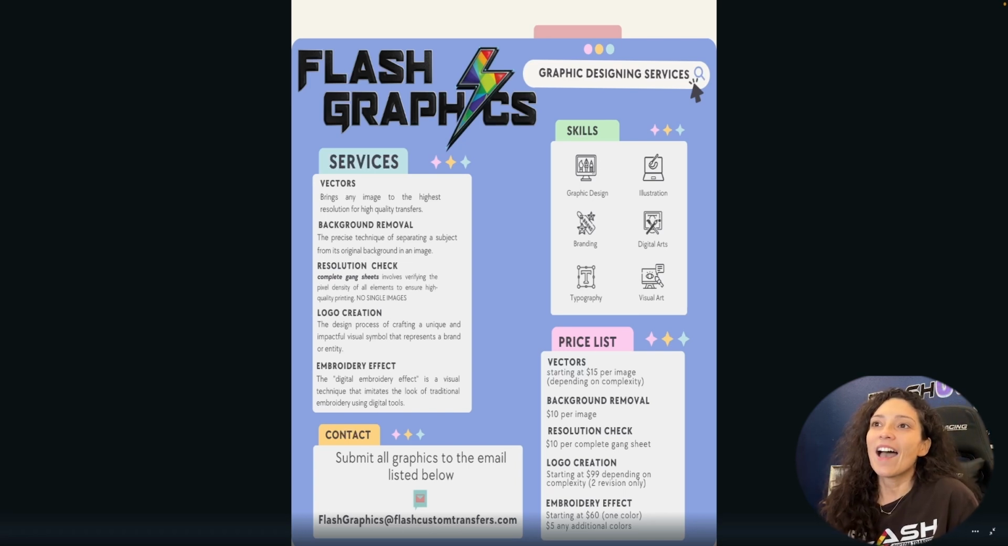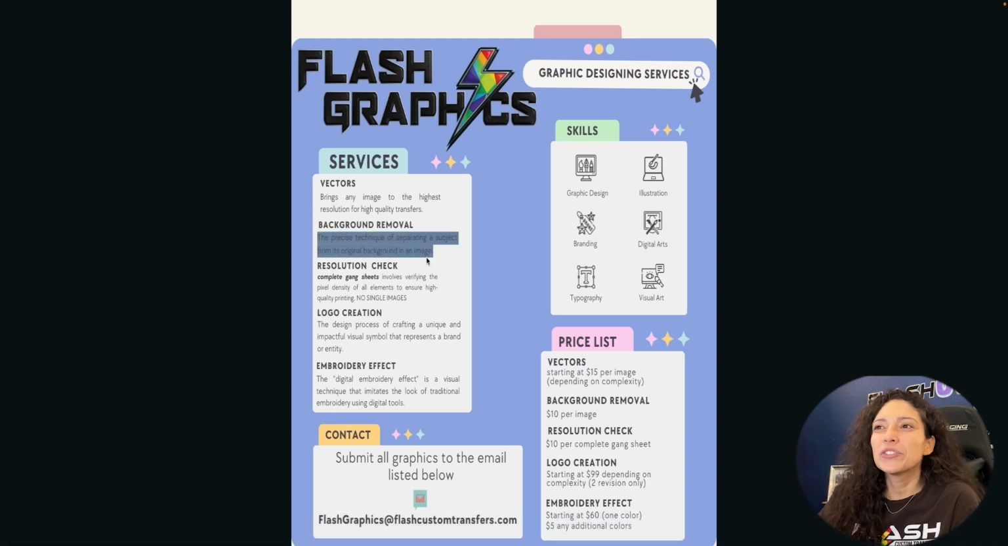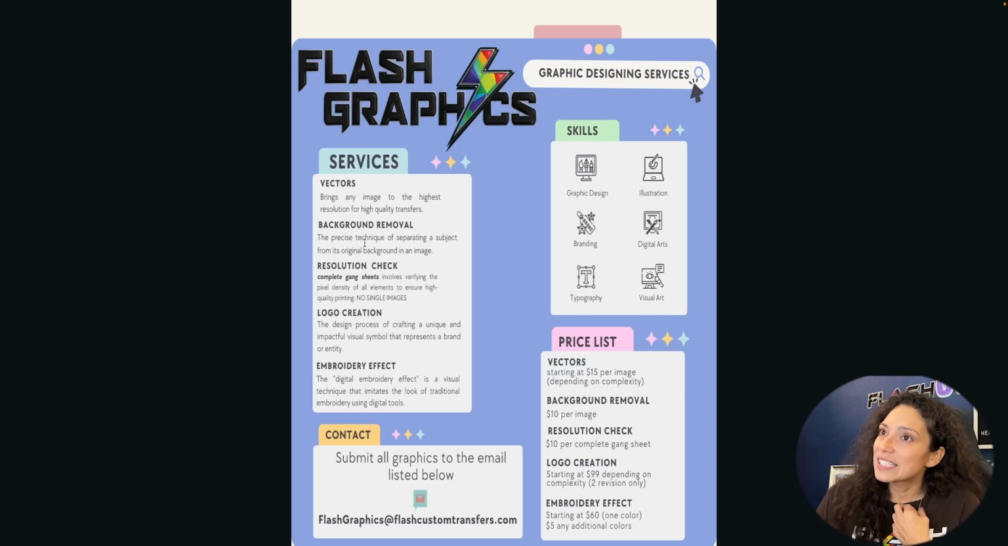Next, we have background removal. That's kind of self-explanatory. If you need anything with background removed, if it has a white background, black background, anything like that, we can remove that for you. With things that have backgrounds, the resolution might be low. So if you send us a high quality image that just needs a background removal, fantastic. We can do that easy.